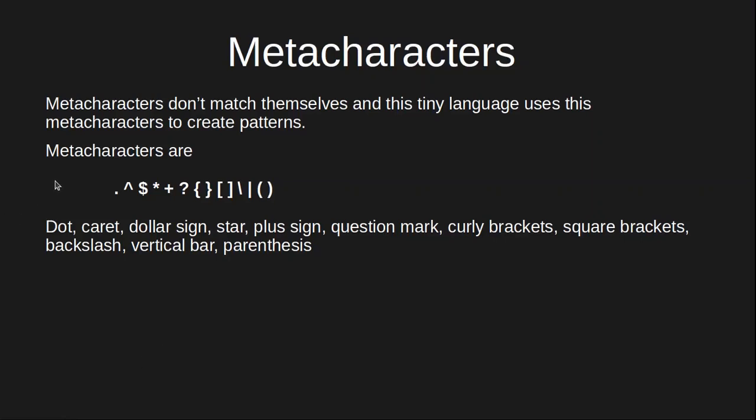Meta characters are dot, caret, dollar sign, star, plus sign, question mark, curly brackets, square brackets, backslash, vertical bar, and parentheses.